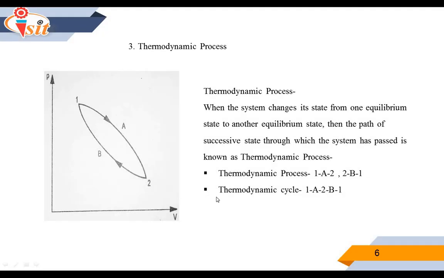Now we see the thermodynamic process. What is called a thermodynamic process? When the system changes its state from one equilibrium state to another equilibrium state, then the path of successive states through which the system has passed is known as the thermodynamic process. In this figure you can see the system changes from state 1 to state 2 through path A, and from 2 to 1 there is a path B.